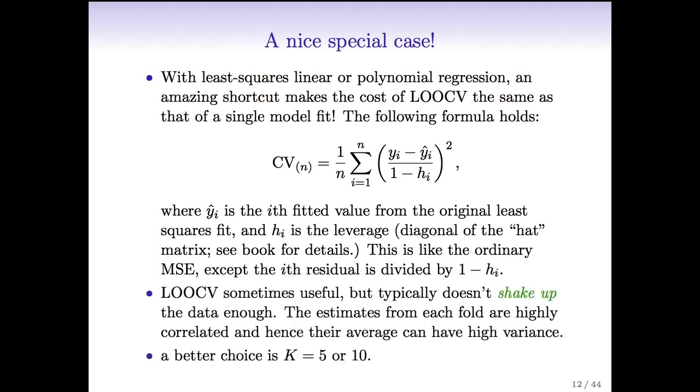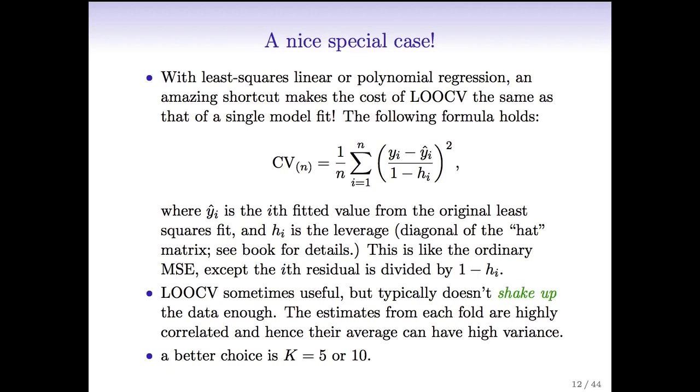Okay, but although leave one out cross-validation does have this nice computational formula, for most of the methods we talk about in this book and most statistical learning methods, it's better to choose K to be 5 or 10 rather than leave one out cross-validation. And why is that?